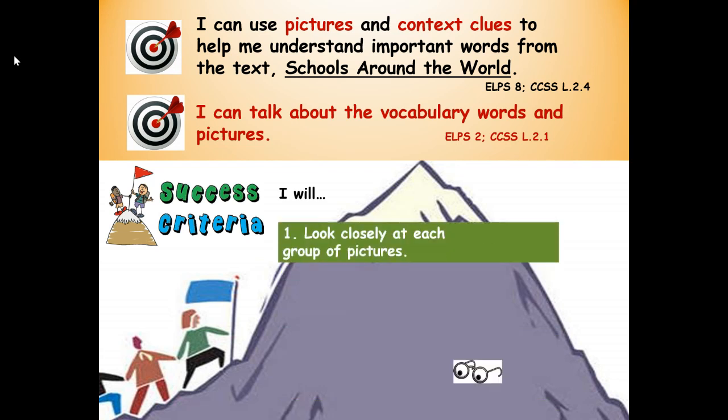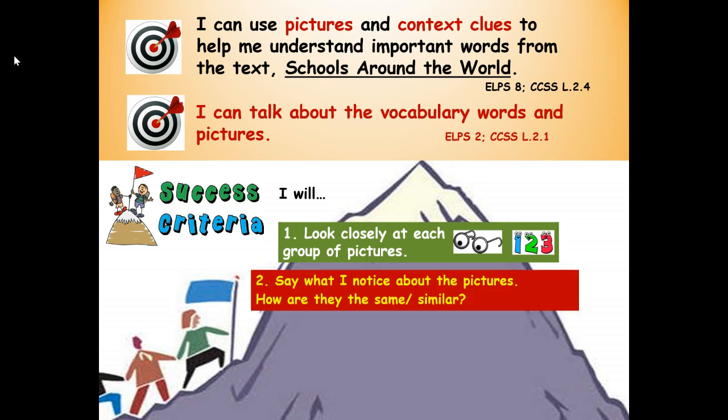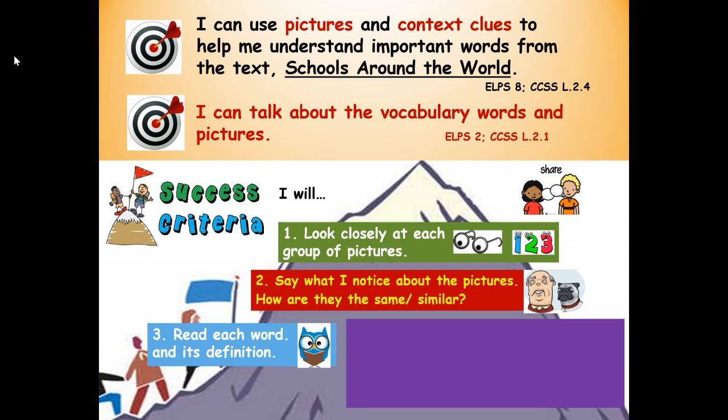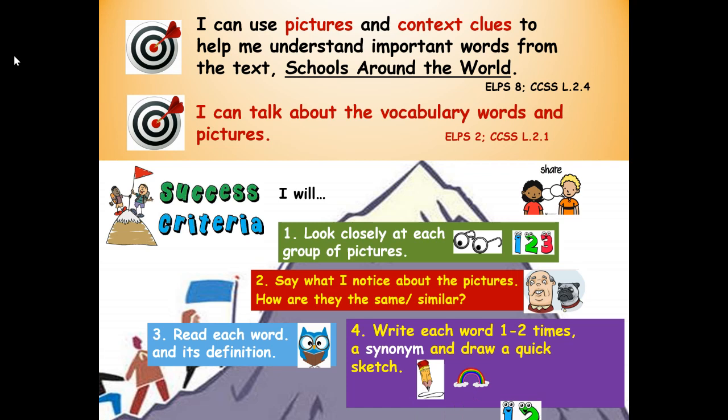I will, number 1, look closely at each group of pictures. Number 2, I will say what I notice about the pictures. How are they the same or similar? Number 3, read each word and its definition. And finally, number 4, I will write each word 1 to 2 times, a synonym, and draw a quick picture or sketch.